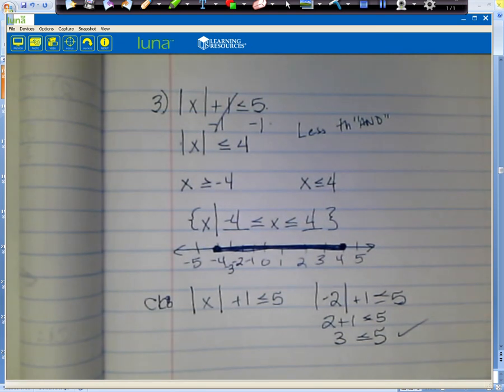Make sure that you have all of that work, the solve, the set, the graph, and the check written down. And this is the last problem on your video for today. We will do 4 through 6 tomorrow.